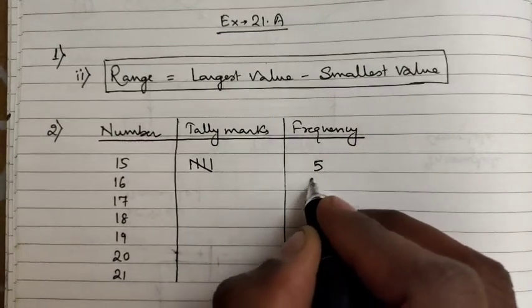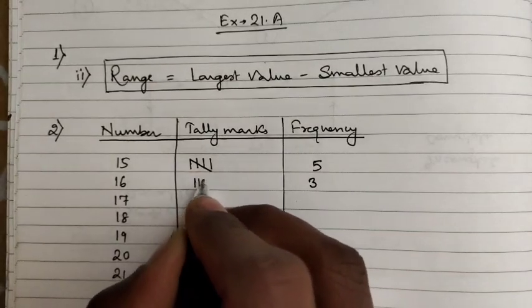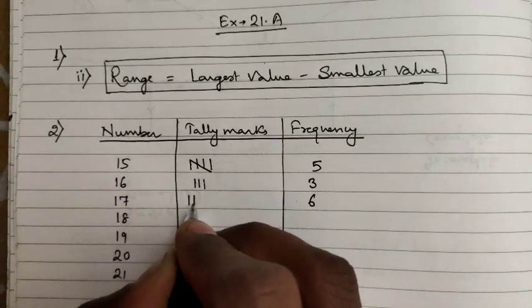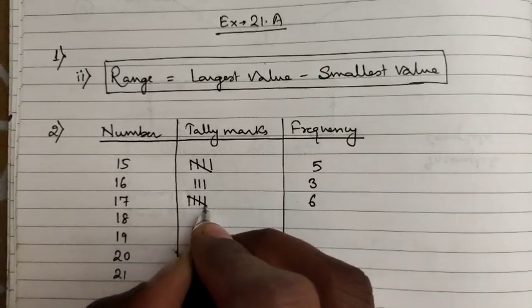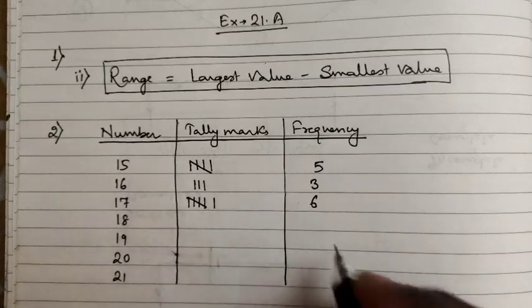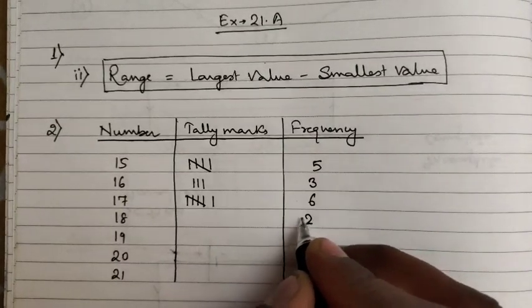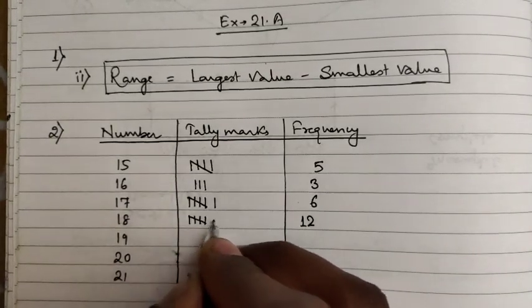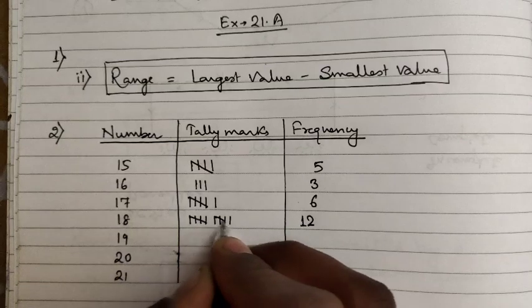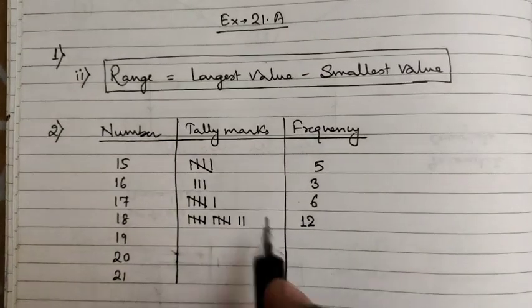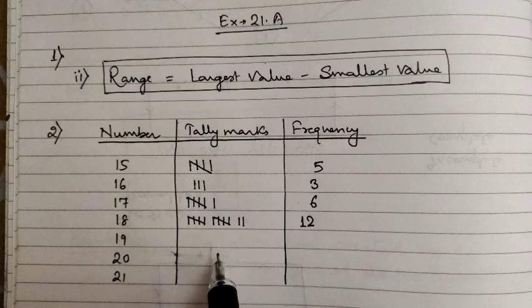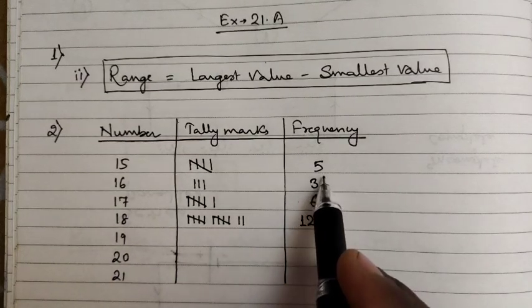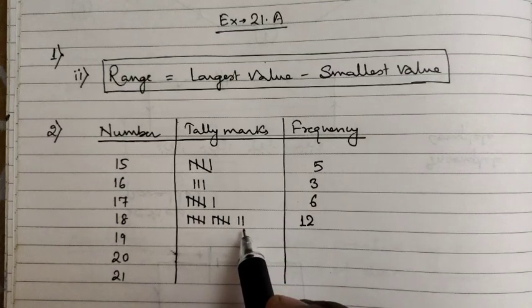Now suppose 16 is appearing 3 times: 1, 2, 3. Suppose 17 is appearing 6 times: 1, 2, 3, 4, 5, 6. Suppose 18 is appearing 12 times: 1, 2, 3, 4, 5, 6, 7, 8, 9, 10, 11, 12. In this question, you have to count the frequency of each value, and then according to that make the tally marks.